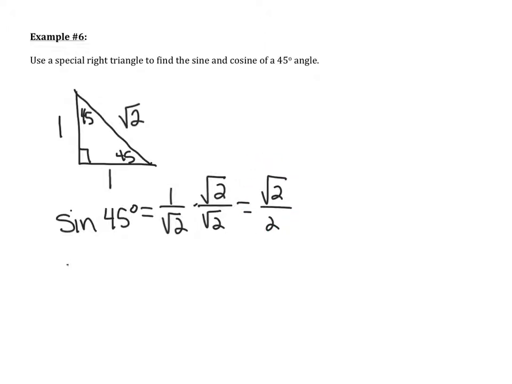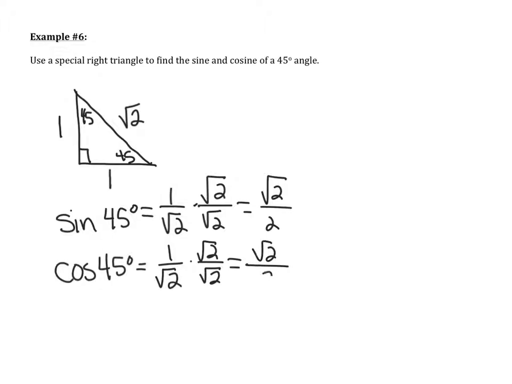When I go to do the cosine of 45 degrees, I'm going to do adjacent over hypotenuse. So again, if I'm working off this angle, the adjacent side is 1, and the hypotenuse is still square root of 2. So just like before, I'm going to have to multiply by the square root of 2 over the square root of 2. There's really no need for doing this since we already figured out what it is up here. So 1 times the square root of 2 is the square root of 2, and the square root of 2 times the square root of 2 is 2.